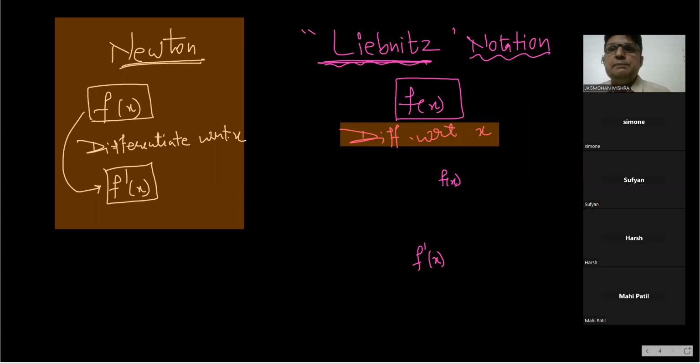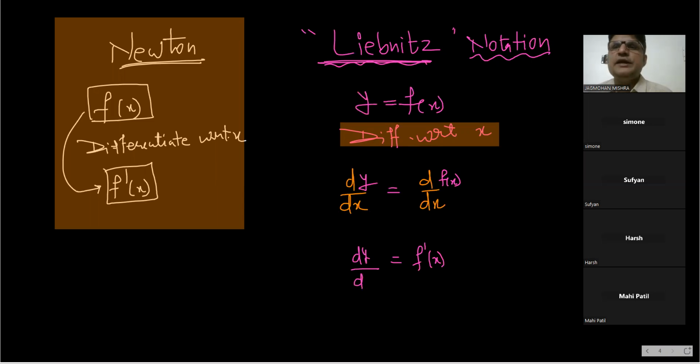But what did Leibniz do? Leibniz introduced d by dx and y. F of x, he took it as y. And then he writes d by dx on both sides. Why write d by dx? Differentiating with respect to x. So when you write d by dx of y, you write d by dx of f of x. And what is d by dx of f of x? It is f dash x.